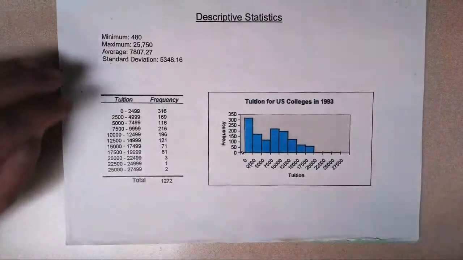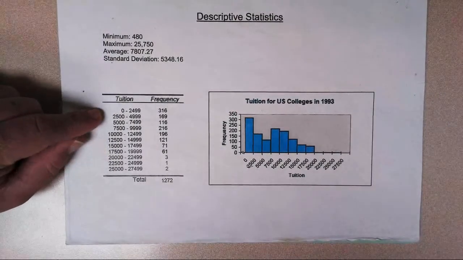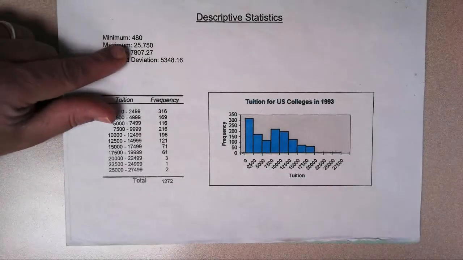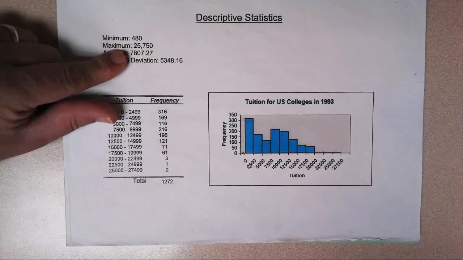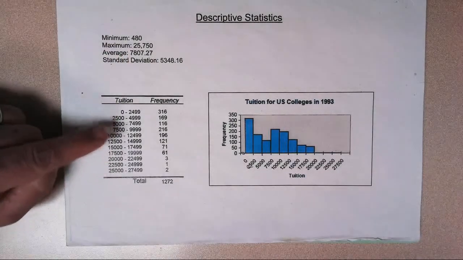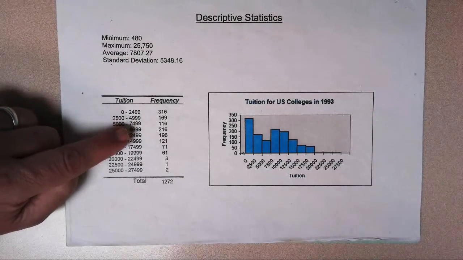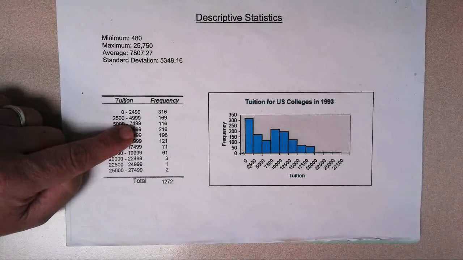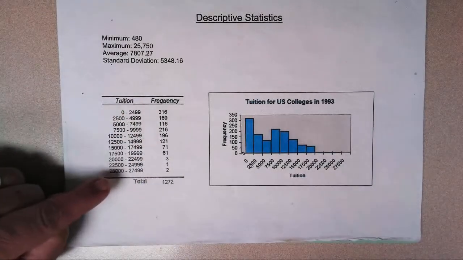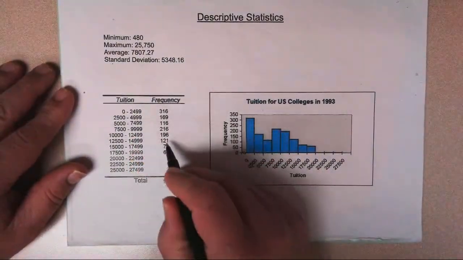So here's another thing we can do to organize the data. This is a table. This is called a frequency distribution table. So I'm taking that range from $480 all the way up to $25,000, and I'm breaking it up into equal intervals. So like 0 to 2,499, 2,500 to 4,999. So I'm going up by 2,500 each time. And then what I'm doing is I'm finding how much data lies in each of those intervals.